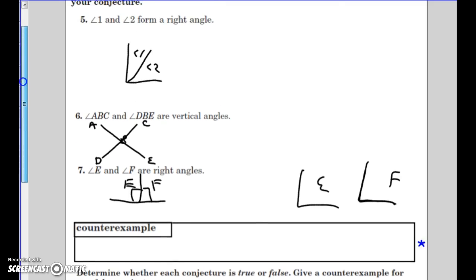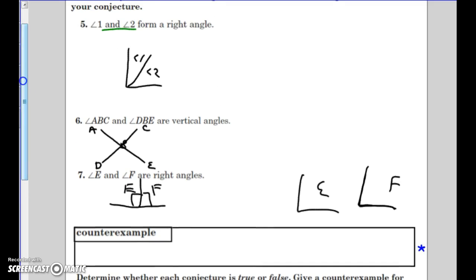Okay, so let's talk about these. This says that angle 1 and angle 2 form a right angle, right? Okay, so this could be one way. What about this? Would this be wrong?